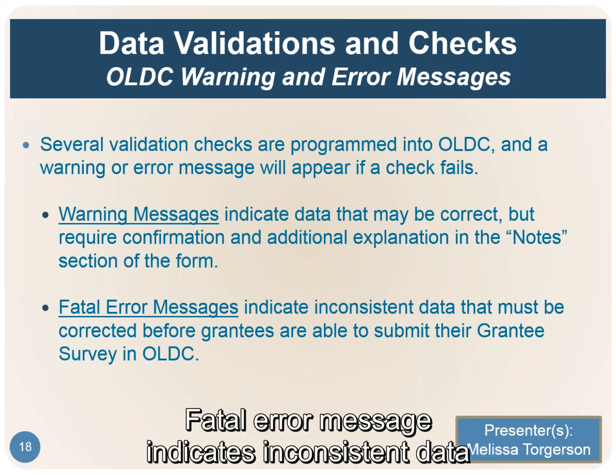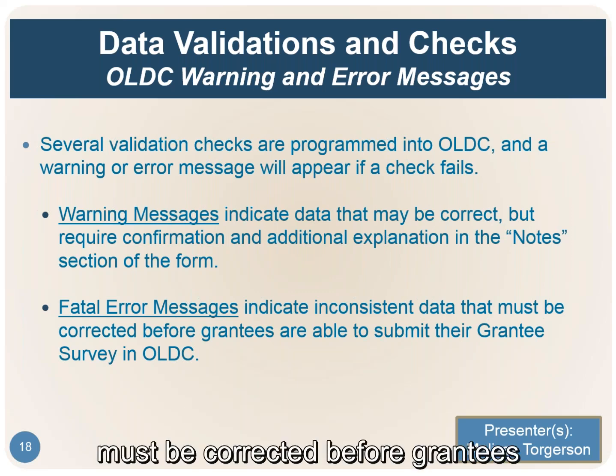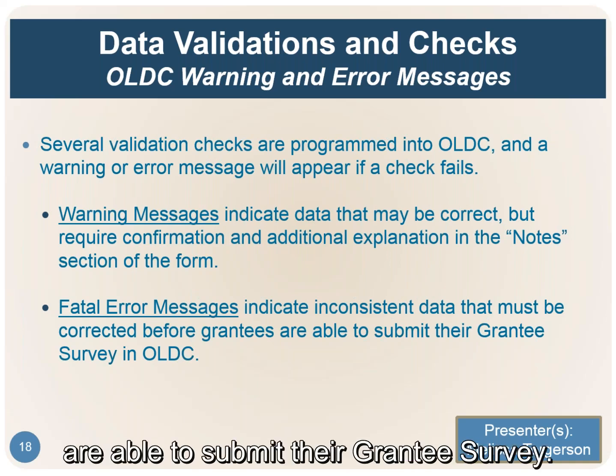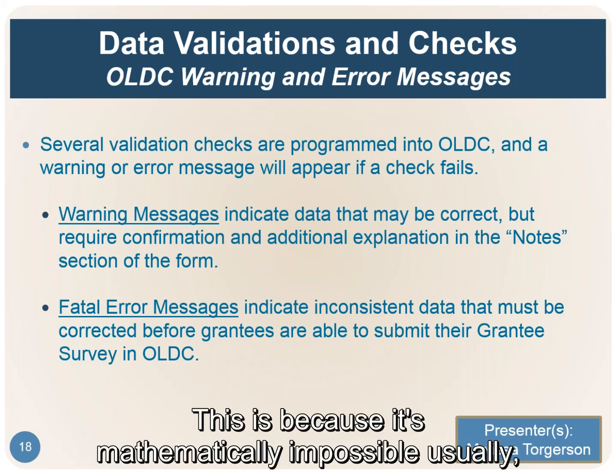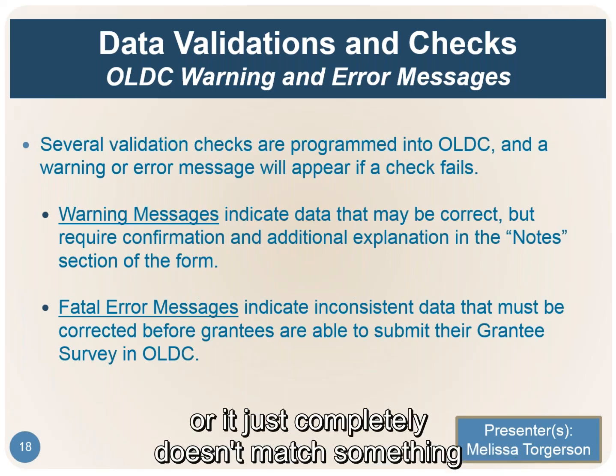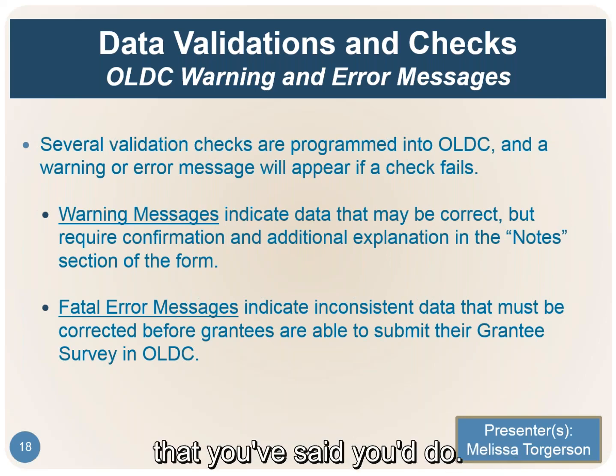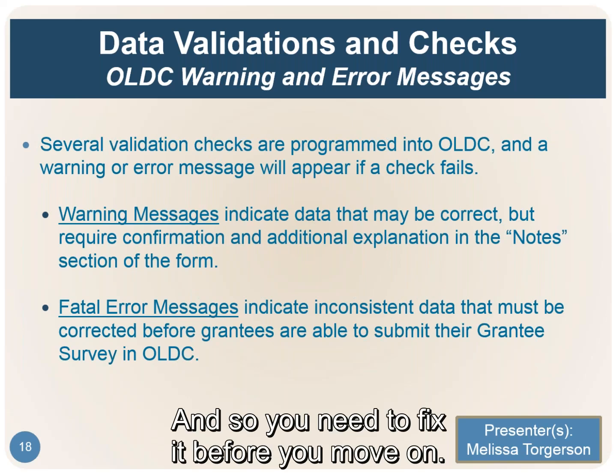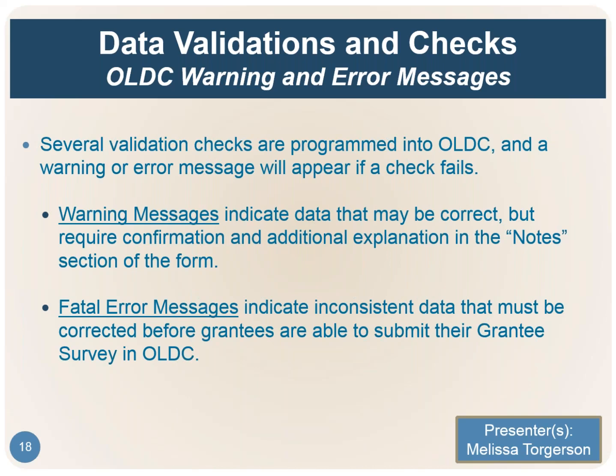A fatal error message indicates inconsistent data that must be corrected before grantees are able to submit their grantee survey. And this is because it's mathematically impossible usually, or it just completely doesn't match something that you've said you do. And so you need to fix it before you move on.